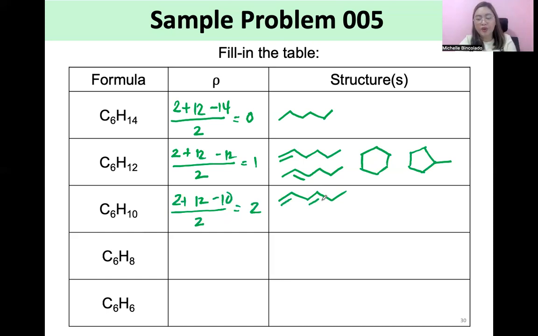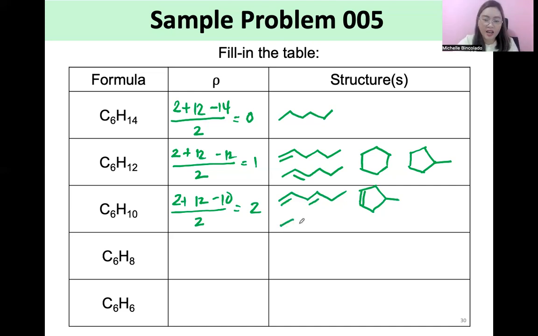You can also think of other ways to draw two double bonds. One ring and one double bond is also possible. Let's make one ring, one double bond. Let's stick to our 5-membered ring. Put the double bond there, then one substituent. Right? Rho is equal to 2. What else? Two rings are also possible. Try that, guys.